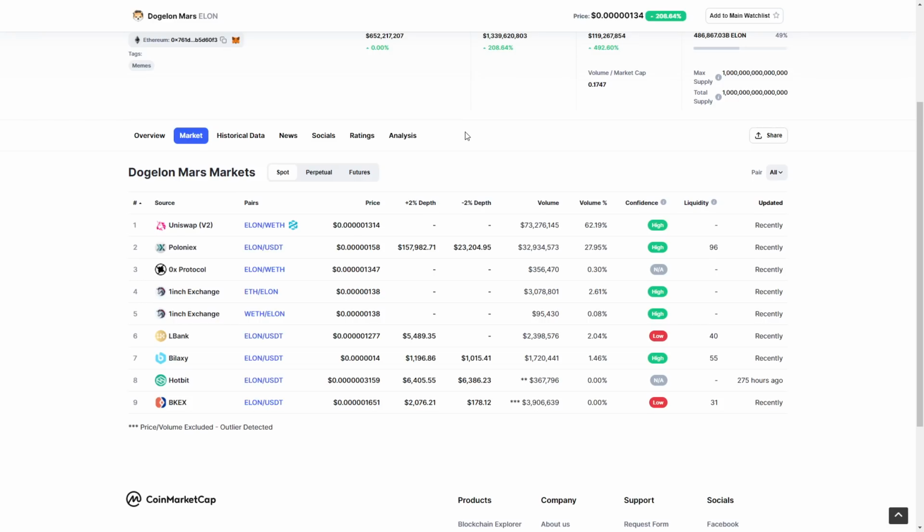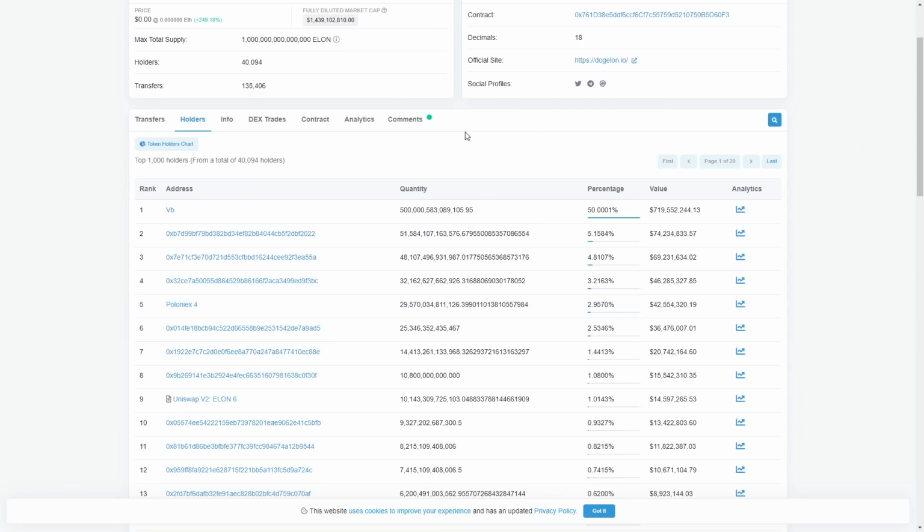So like I said, so many good things are happening to this coin right now. It's just exploding, huge amounts of explosion for this coin.